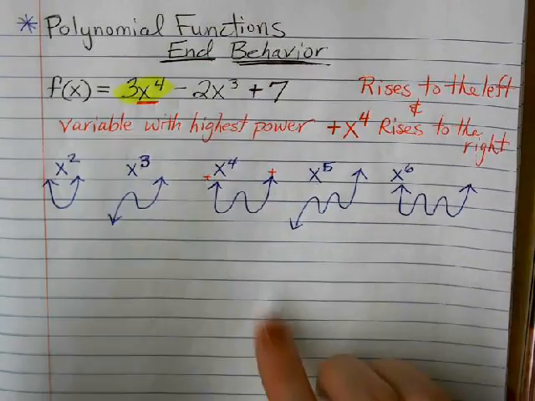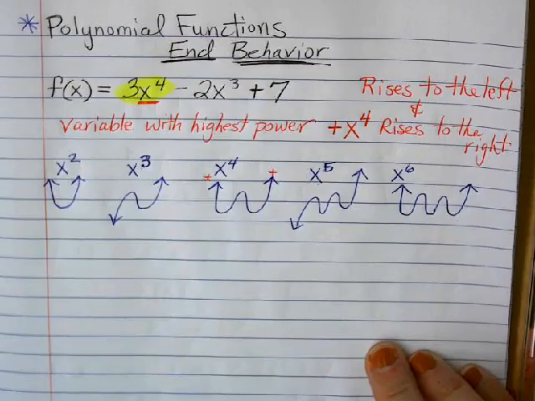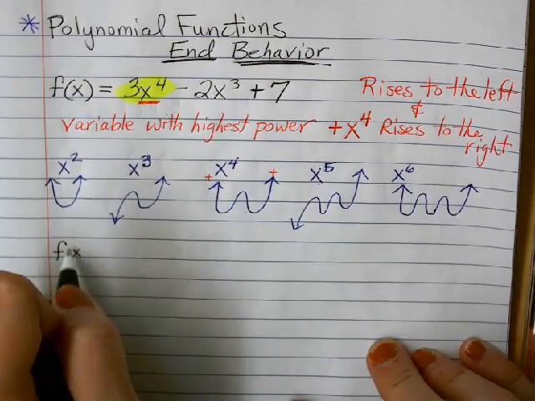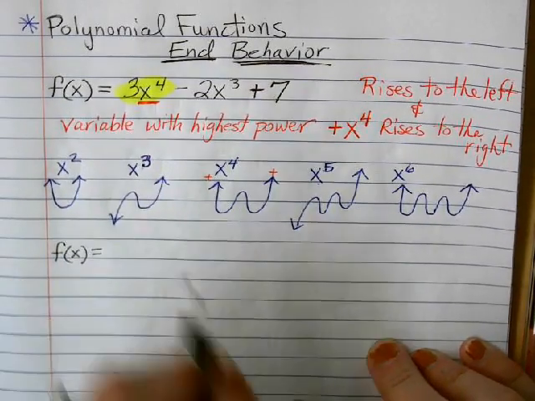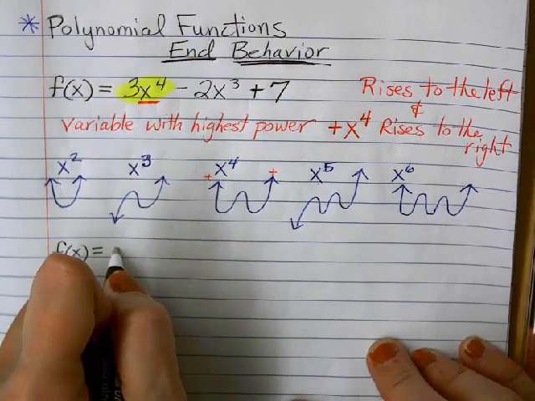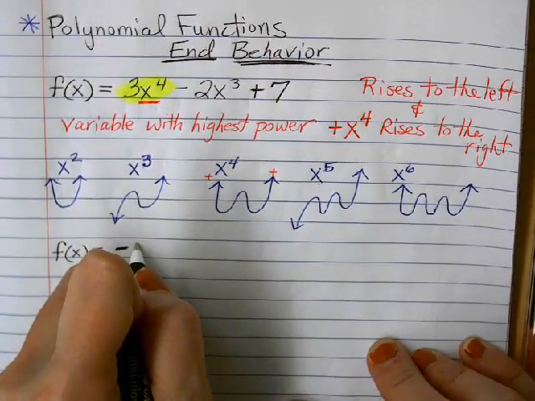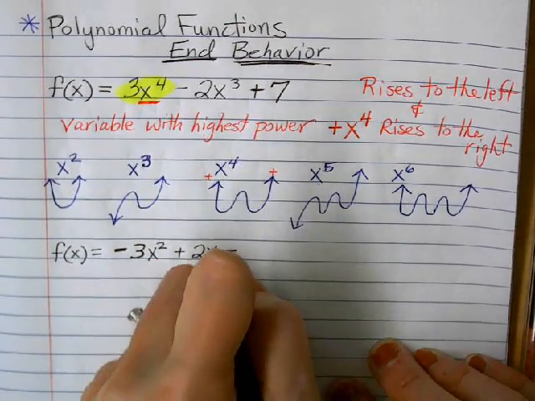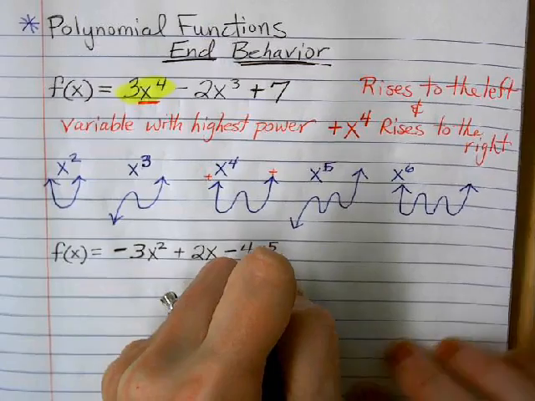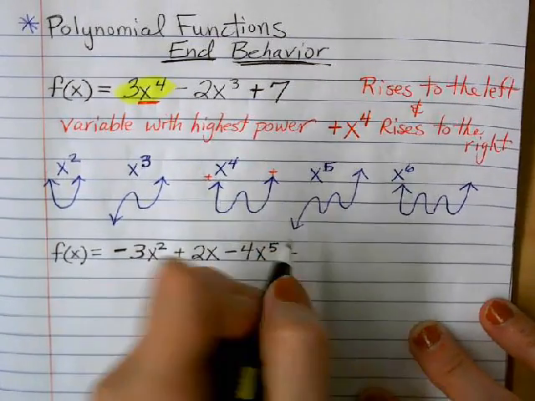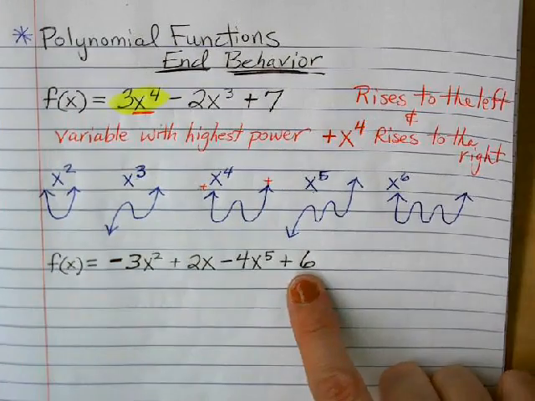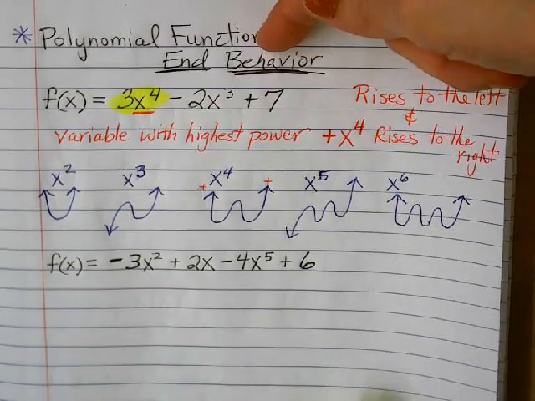Okay, so let's try another one. Let's try f of x equals negative 3x squared plus 2x minus 4x to the fifth plus 6. Let's try this one. I want to know what the end behavior is of this graph.